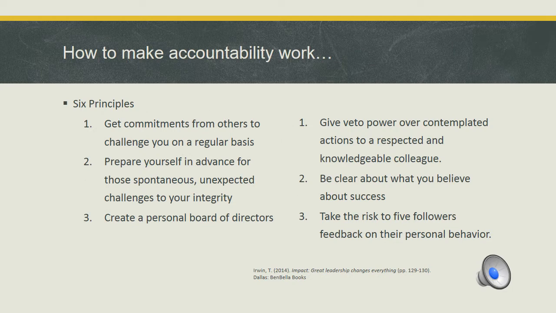In his book, Tim Irwin pointed out 6 principles to actually making accountability work in an organization. These principles include, first of all, getting commitments from others to challenge you on a regular basis, preparing yourself in advance for those spontaneous and unexpected challenges to your integrity, creating a personal board of directors, giving veto power over contemplated actions to a respected and knowledgeable colleague, being clear about what you believe about success to your colleagues, and finally, taking the risk to ask followers for feedback on their personal behavior.